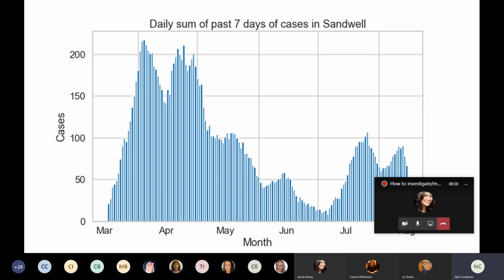This is cases in Sandwell. So for every day since March the 13th, this plots the number of positive tests of people who live in Sandwell in the past 7 days. Using 7 days because you get, sorry.